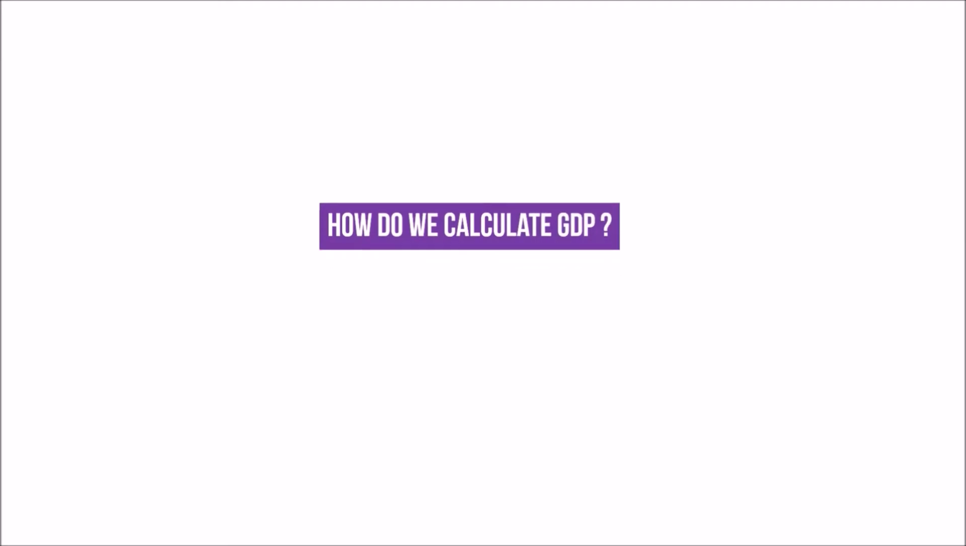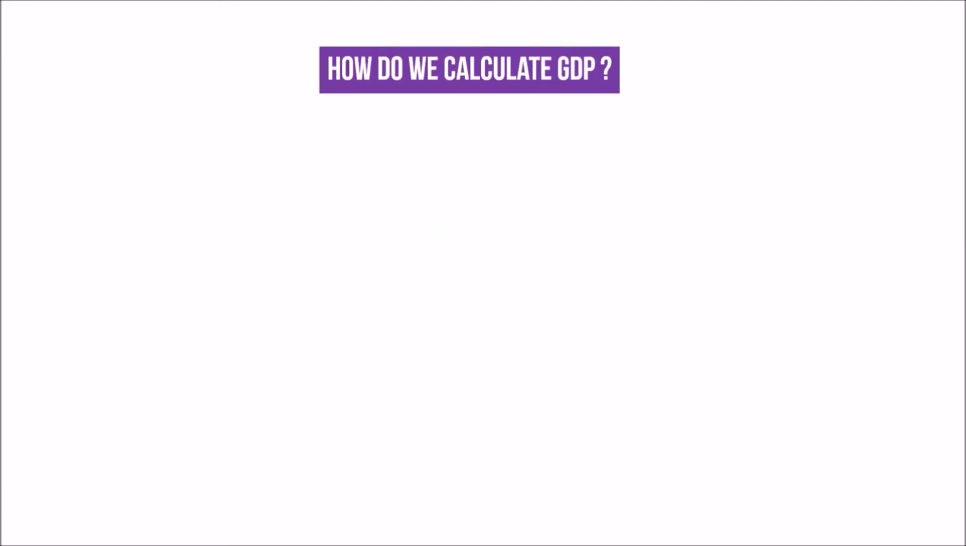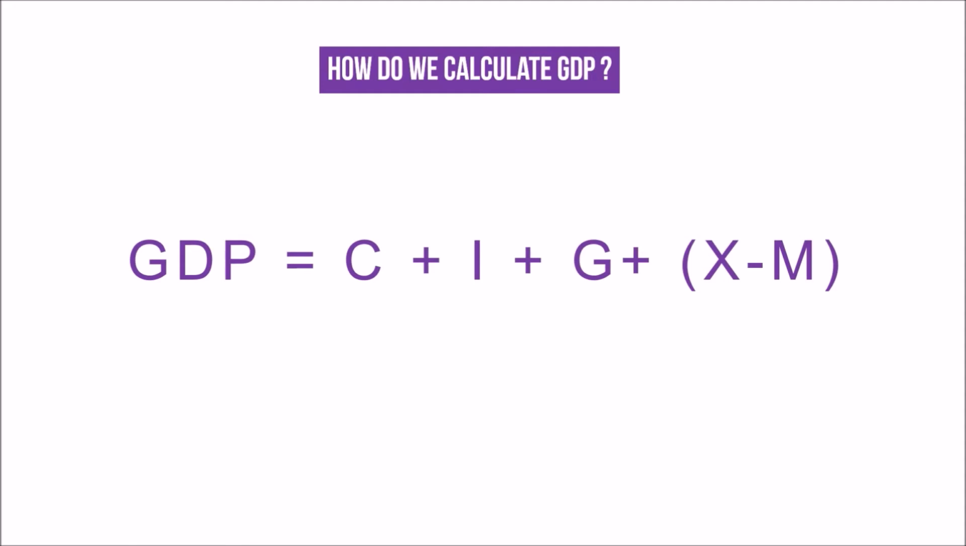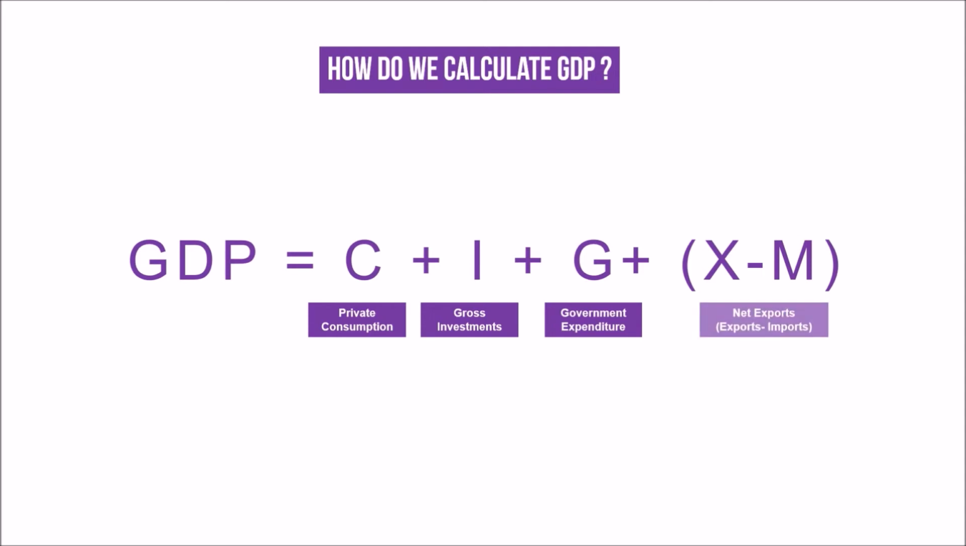Now, let's understand how we calculate GDP. The GDP formula is C plus I plus G plus X minus M, where C stands for private consumption, I stands for gross investments, G stands for government expenditure, and X minus M stands for net exports, that is total exports minus imports. Now, to find the answer to whether the Indian economy has really slowed down, we will have to find economic activity in each of these fields. Let's look at private consumption first.